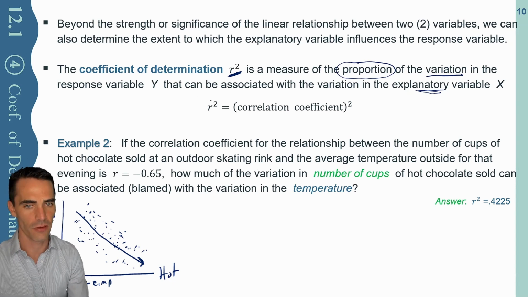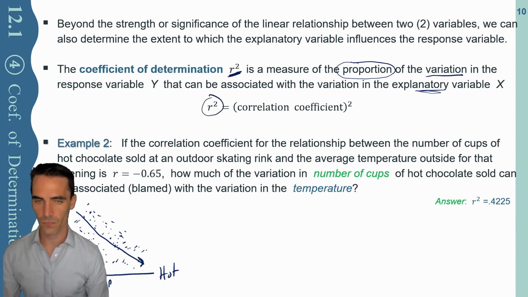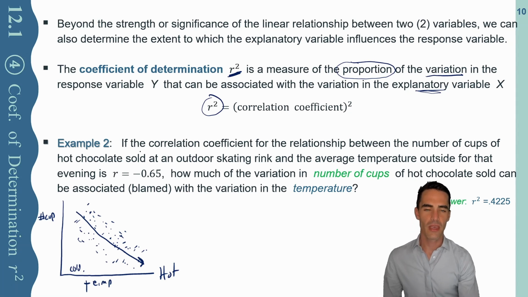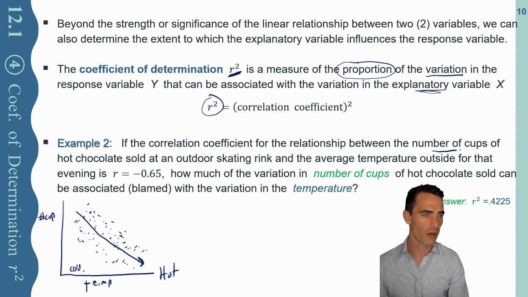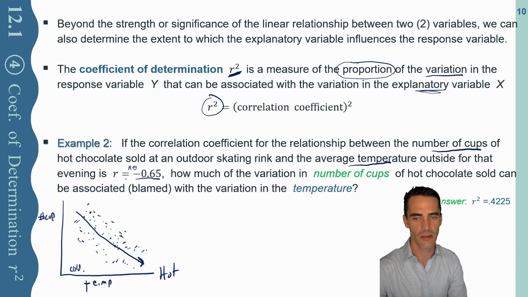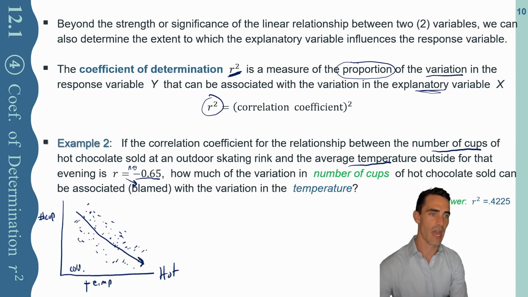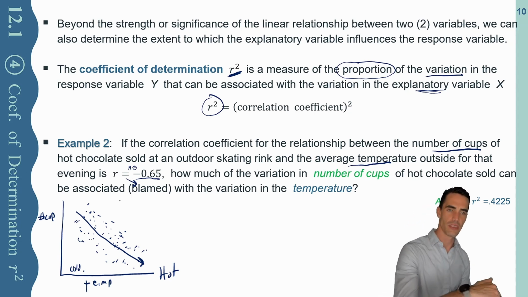The formula is very friendly. It's simply R squared, or the correlation coefficient squared. Here's our example. If the correlation coefficient of the relationship between the number of cups of hot chocolate sold at an outdoor skating rink and the average temperature outside for that evening is R is equal to -0.65, again, that negative tells you the relationship is going down. That as one increases, the other decreases.